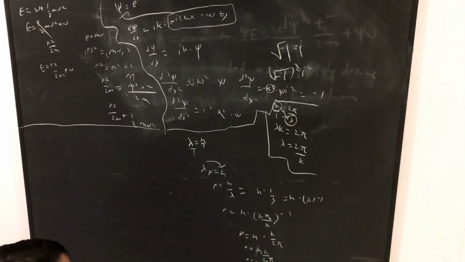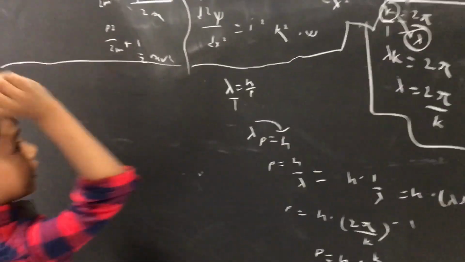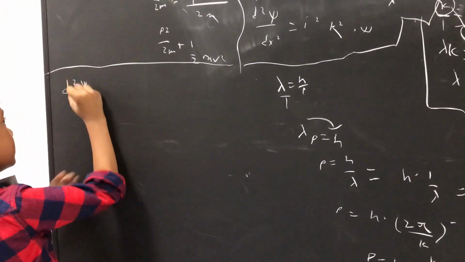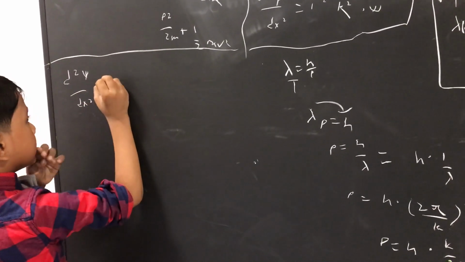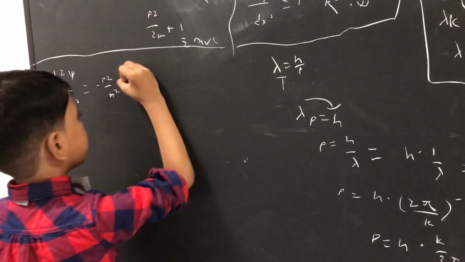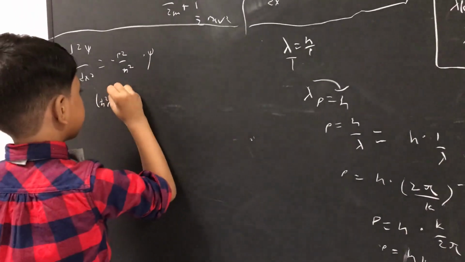Whew. It has been a long time, hasn't it? But never give up, okay? The second derivative of psi with respect to x is negative p squared over reduced Planck constant squared times psi. Now let's put reduced Planck constant squared on both sides.